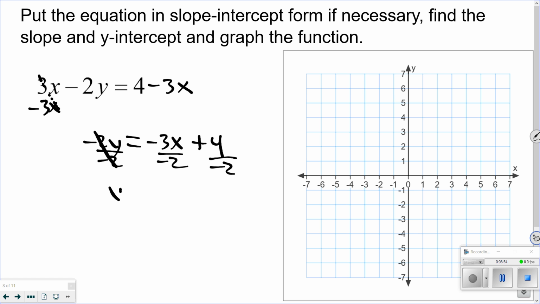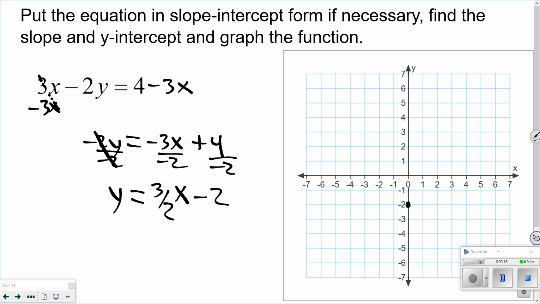That gets the y by itself. Be really careful. The 2 negatives make it a positive. So I have 3/2 x. 4 divided by a negative 2 is a minus 2. Okay, my y-intercept then is at a negative 2. So go down to negative 2. There's my y-intercept. And my slope's a positive 3 over 2.